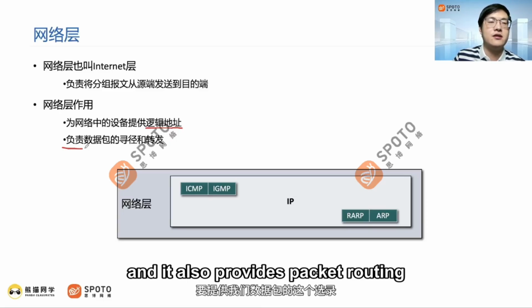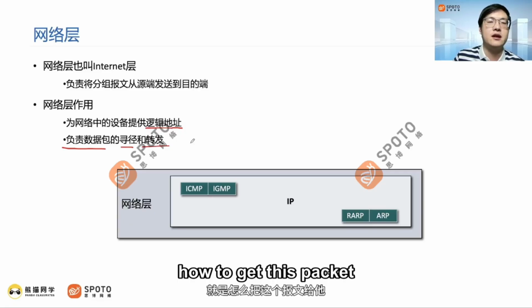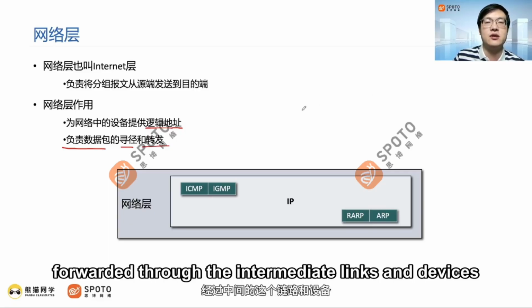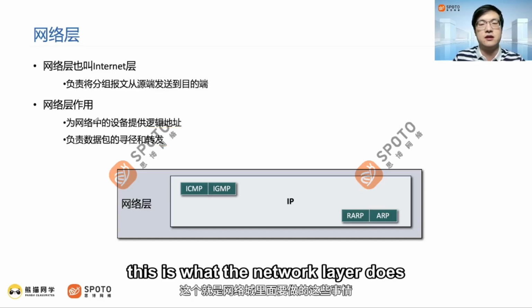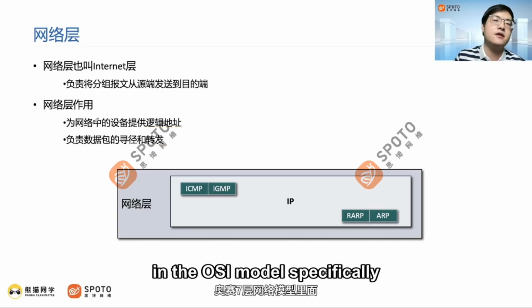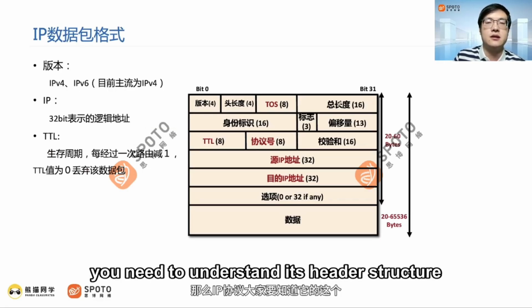And it also provides packet routing and forwarding operations. How to get this packet forwarded through the intermediate links and devices. Right? This is what the network layer does. This is covered in the OSI model specifically. Now, the IP protocol. You need to understand its header structure.